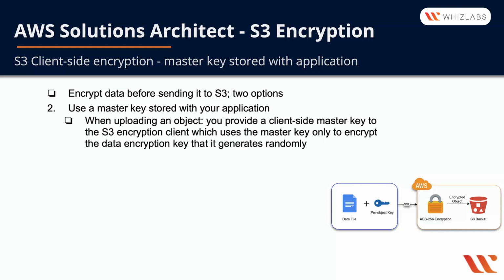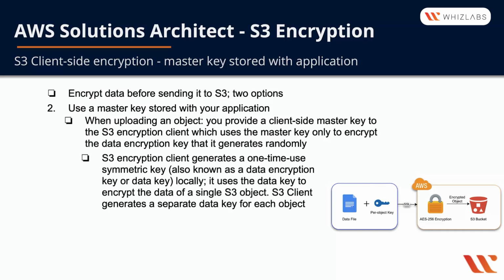So here, when uploading an object, you provide a client-side master key to the S3 encryption client, which uses that master key only to encrypt the data encryption key that it generates randomly. And then the S3 encryption client generates a one-time use symmetric key, which is also known as a data encryption key or a data key, locally. It uses the data key to encrypt the data of a single S3 object. The S3 client generates a separate data key for each object. So now here we're using a key for every object.